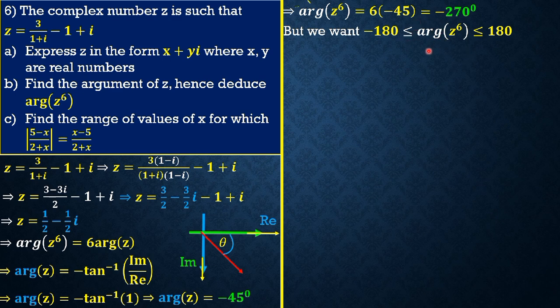So if we do that, 2 pi is 360. So we have minus 270 plus 360, which gives us an answer of 90 degrees or pi over 2. So guys, that is it. That's the angle it makes. All right. So guys, that's it.